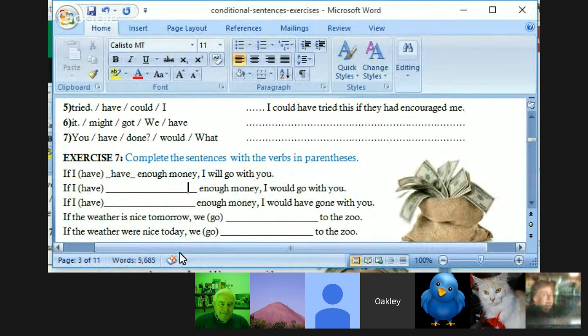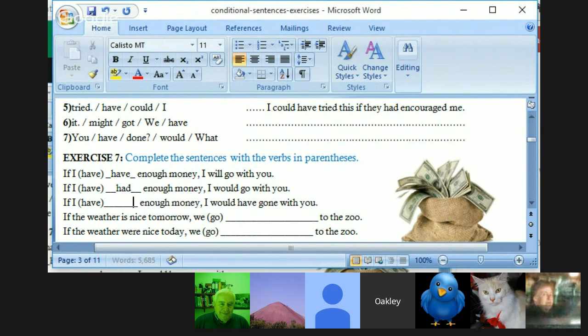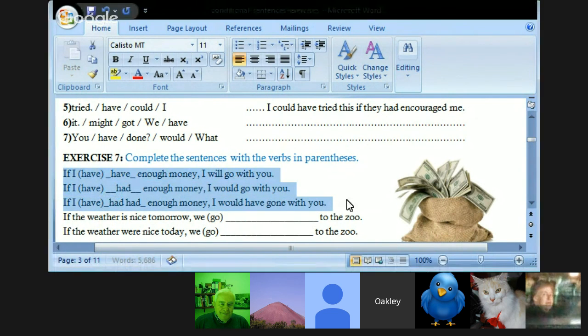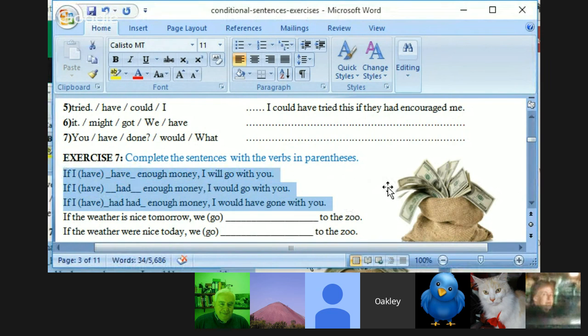If I have enough money... Okay, well, I'm sorry, Don, we're out of time now. If I have enough money, I will go with you. If I had enough money, I would go with you. Or, and yes, that is more than possible, if I had had enough money, I would have gone with you. There's first, second, and third conditional right in a row, right there. That's it. Classic forms.